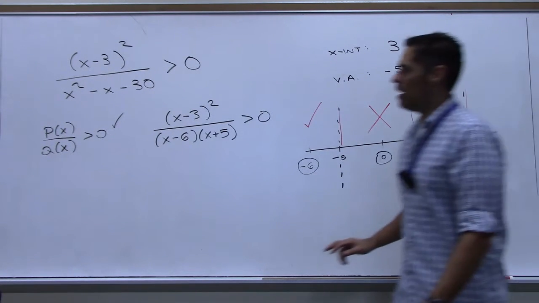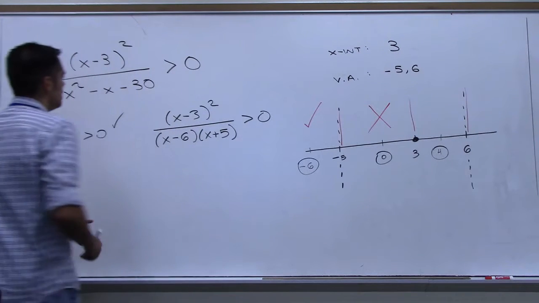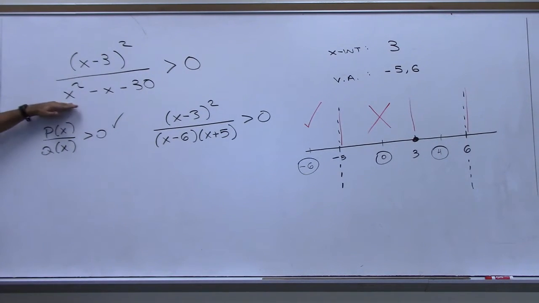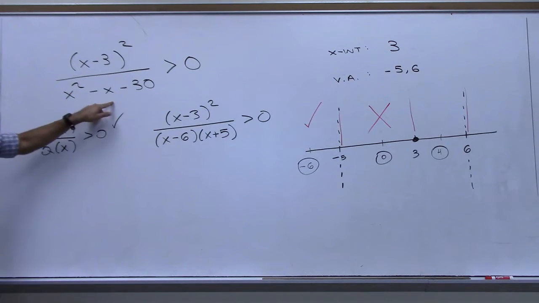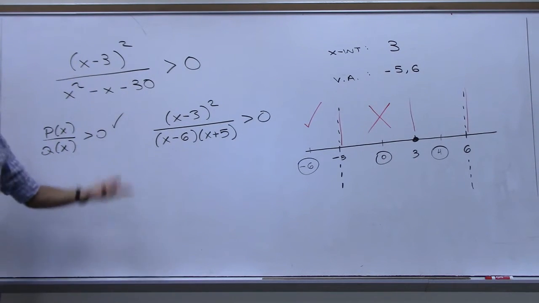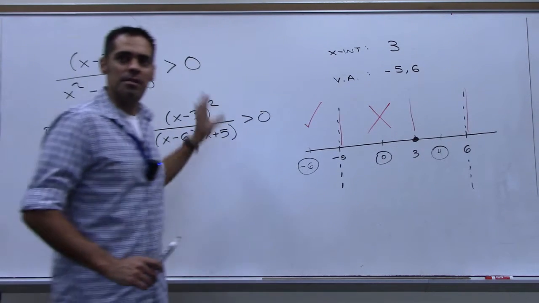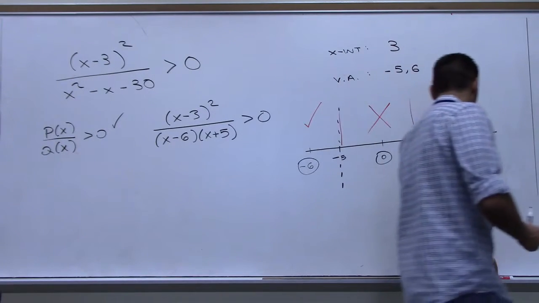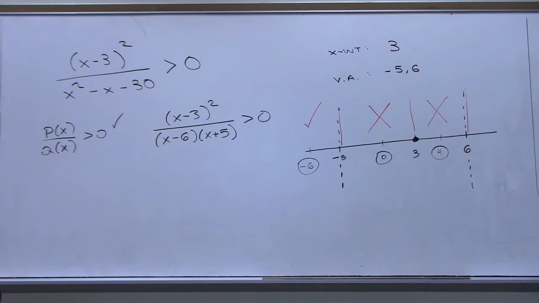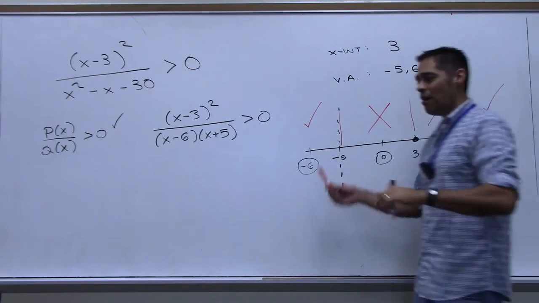Try 4 and what happens? Plug 4 on top, doesn't matter, it's going to be positive, right? On the bottom though, 4 squared, 16 minus 4 is 12 minus 30, it's negative again. So you get positive over negative, it's negative. That's not going to work, it's not bigger than 0. So this one doesn't work, does it? And then if you try 7, it's going to work. So you have to be careful. Don't just get that first one and be like, oh, they always switch.